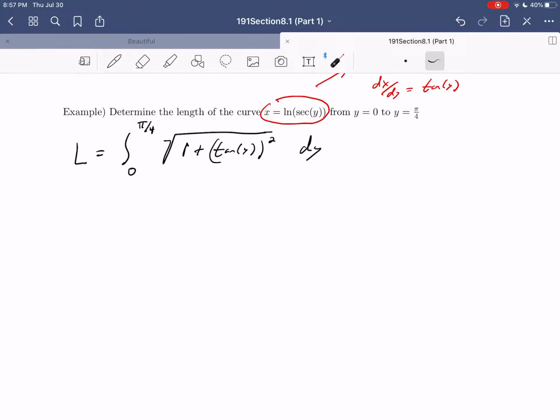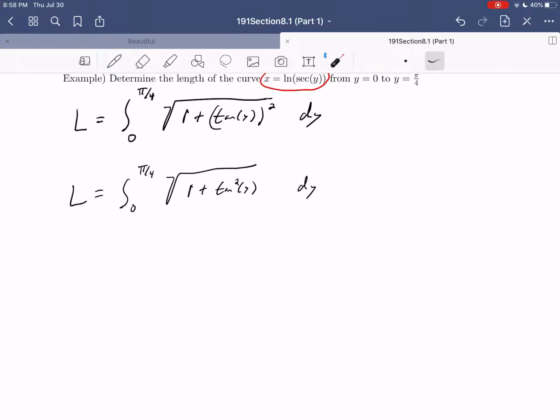So it works the same way. For now, though, we can go ahead and simplify. We have the integral from 0 to pi over 4, square root 1 plus tangent squared y dy. This square root often proves to be a problem. We've had to use u-sub, we've had to use trig sub. This time, though, we get away with dealing with the square root even easier.